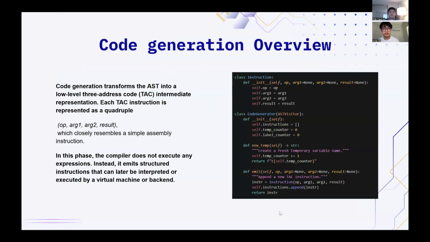Moving on to code generation overview, code generation transforms the AST into a low-level three address code, short for TAC, intermediate representation. Each TAC instruction is represented as a quadruple. We have the opcode, argument one, argument two, and the result, which closely resembles a simple assembly instruction. In this phase, the compiler does not execute any expressions. Instead, it emits a structured instruction that can later be interpreted or executed by a virtual machine or the backend.